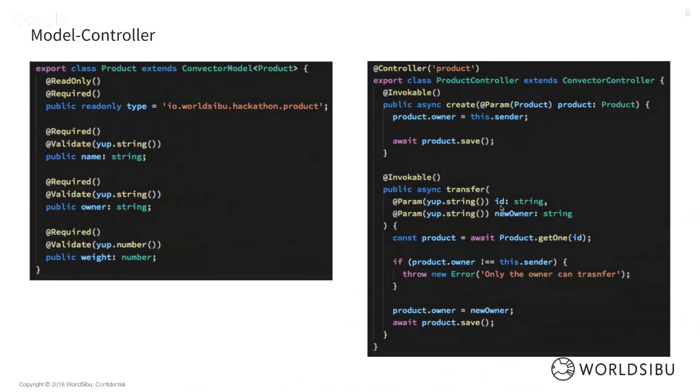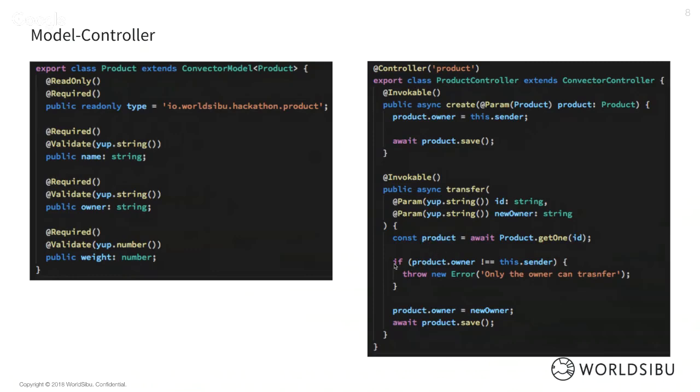Back to the example, you have two arguments in here. You have an ID of type string. You have a new owner of type string. And what you will do with those two parameters is, okay, so what we want to do is transfer a product. So the first thing to do is to get the product that we want to transfer. So we do product get one, we pass the ID, and we get the product back.